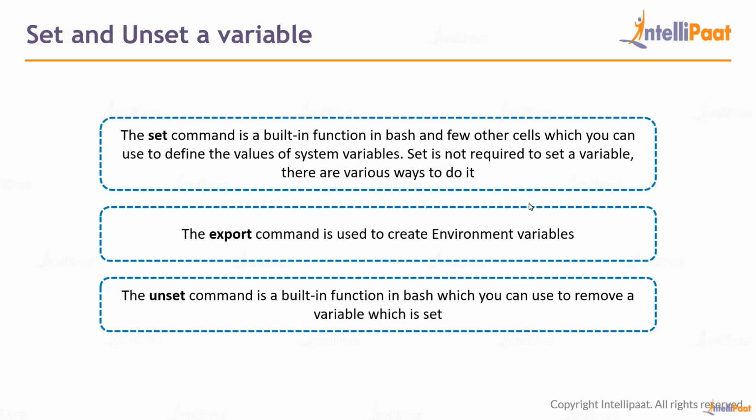You can use the command export to create environment variables. While you create environment variables, you are using the command export. Basically, again, that is a set operation. Export is another command to set environment variables. Even though setting environment variables and variables are similar, the only difference is environment variables are for the complete system. Globally, they are available, but normally setting a variable like x equal to 23 is locally available. They are local variables. And finally, the unset command. The unset command is a built-in function in bash which you can use to remove a variable which is set. So if you have already set a variable using export, then you can use the unset command to remove it.